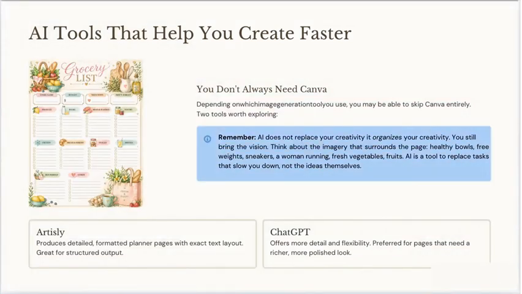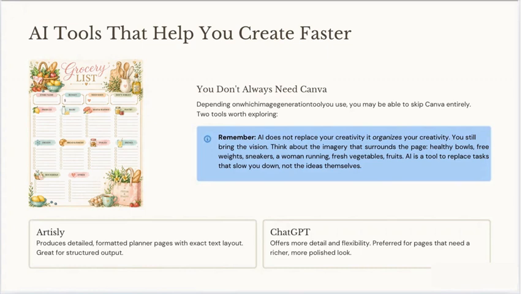AI tools that help you create faster. So you don't always need Canva. You can use Canva to clean up your images if you're going to do them in Artistly or ChatGPT. Depending on which generation tool you use, you may be able to skip Canva entirely. I know for me, when I create in ChatGPT, when I edit or at least go over to look at it and see what I need, if I want to change something, I usually can do the editing right there on that platform.